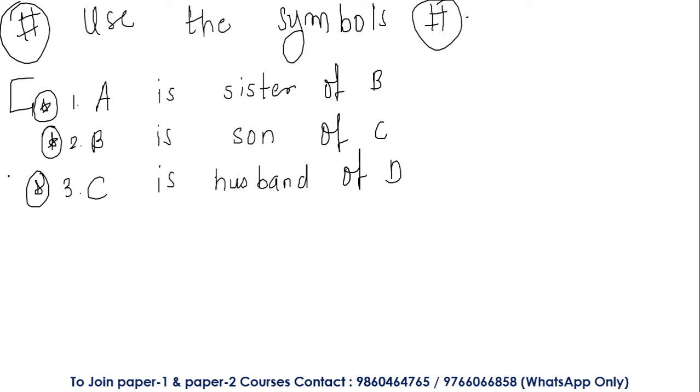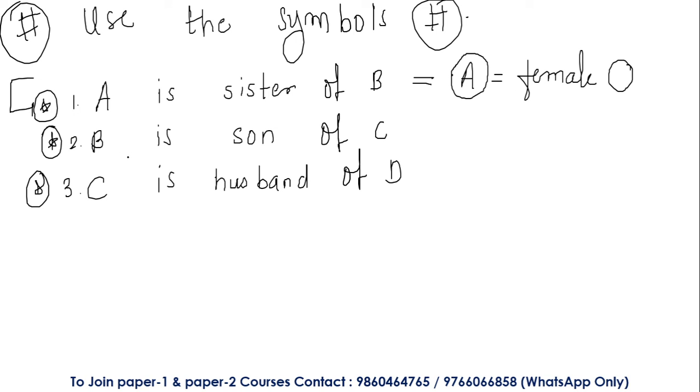Like for example, we have studied in the previous slides that A is sister of B. It means A is a female character. We can clearly understand from statement number 1 that A is a female character. So we know for a female character we use the symbol circle. So for A also we are going to use a circular shape.